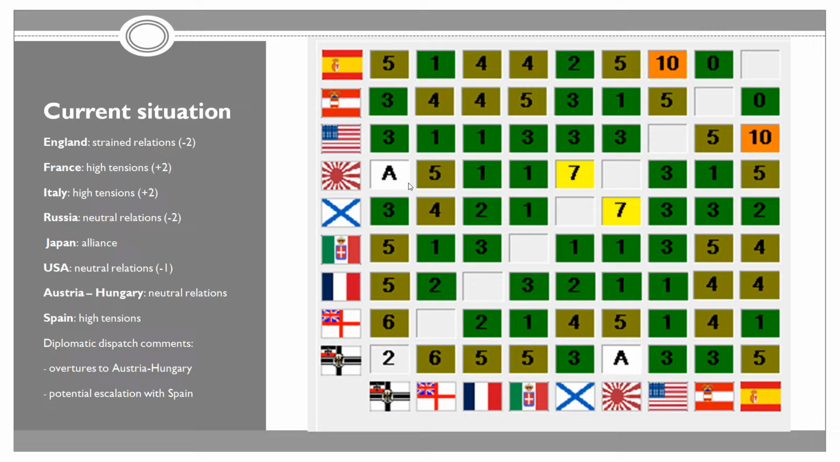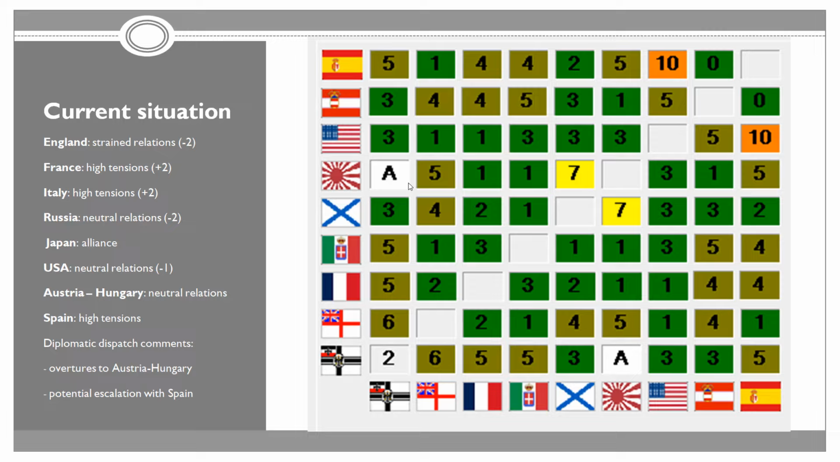We have a couple of nations with which we have high tensions though: France, Italy, and Spain. And with Russia, Austria-Hungary, and United States, we have neutral relations. With Japan, we have an alliance. But we can see a couple of nations that are close to war. Most notably Spain and United States, they are both at 10, which is just 2 steps away from the outbreak of a war.